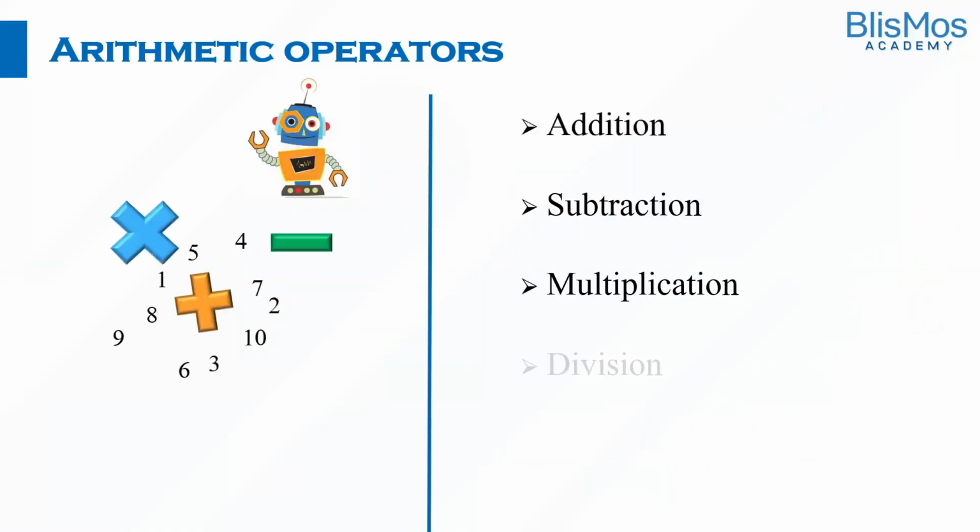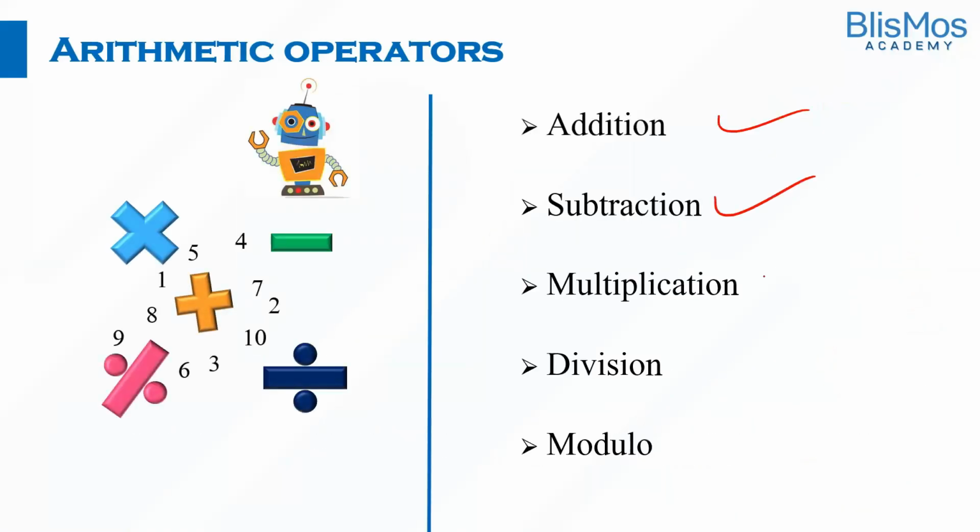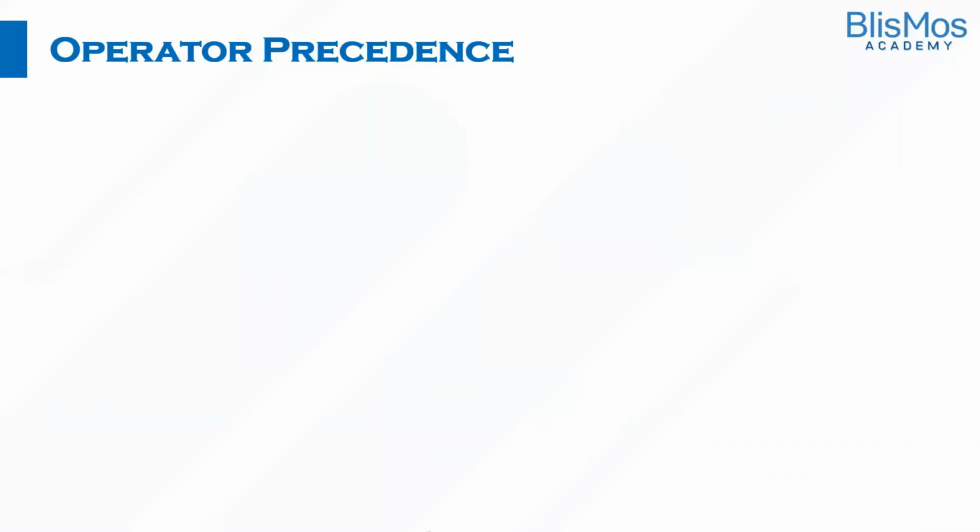What are the arithmetic operators? We have addition, subtraction, multiplication, division, and modulo. Before we start experiencing how this works as a part of SQL, we have to discuss operator precedence. What do you mean by operator precedence? We have operators: addition, subtraction, multiplication. When you are performing arithmetic operations, which operator has to be given preference, which has to be operated on first? That is what is called operator precedence.